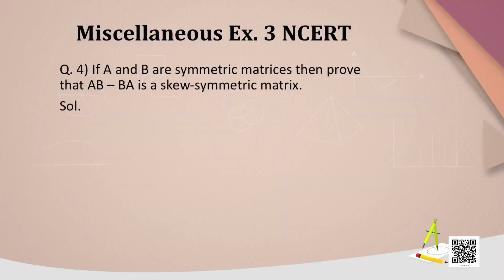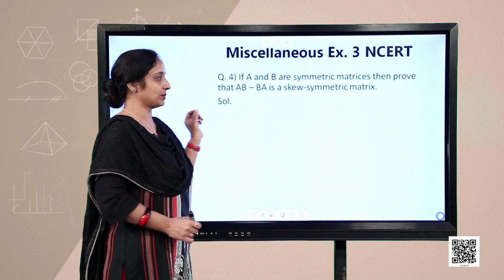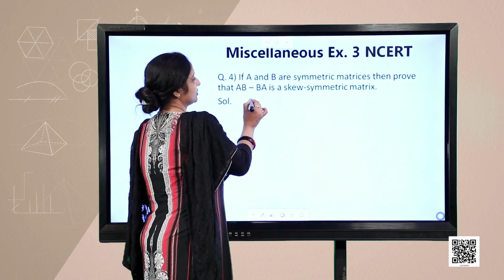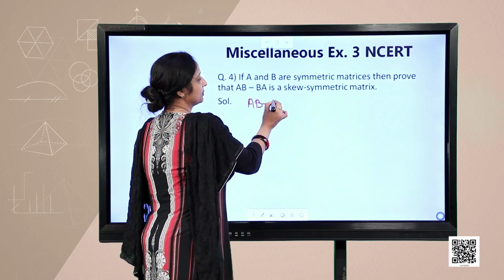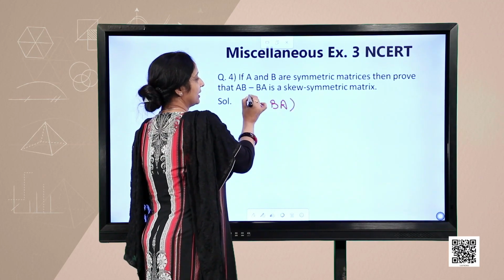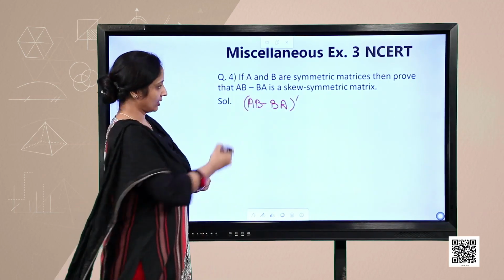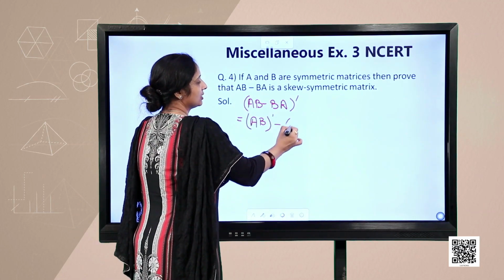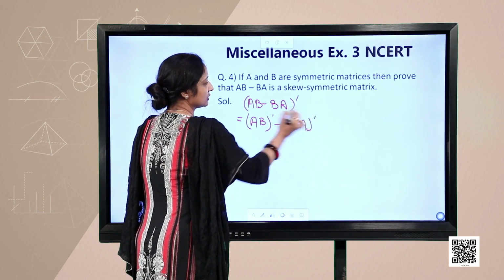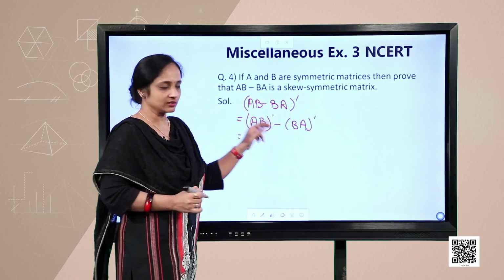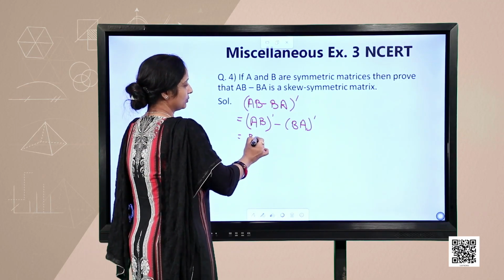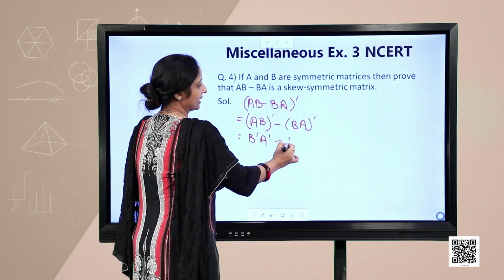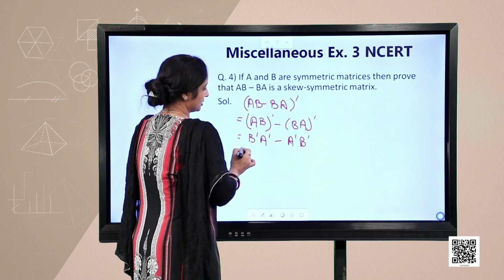Let us do one more question. A and B are symmetric matrices, then show that AB minus BA is a skew symmetric matrix. How will you show that? So let us take AB minus BA and take its transpose. Solve it. We can write the transpose of AB minus the transpose of BA. You remember the law of reversal, so we can write it as B transpose A transpose minus A transpose B transpose.